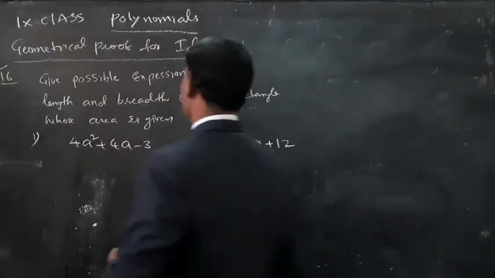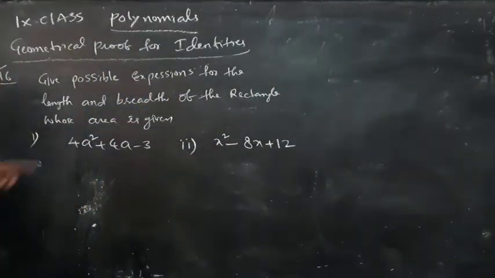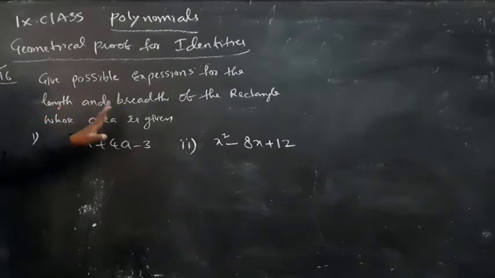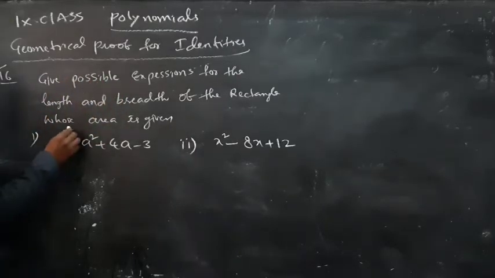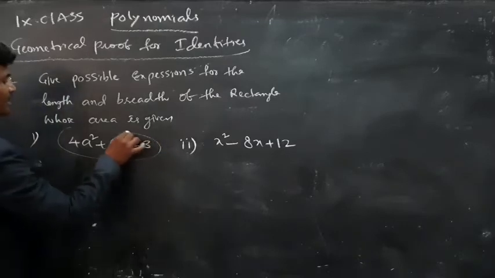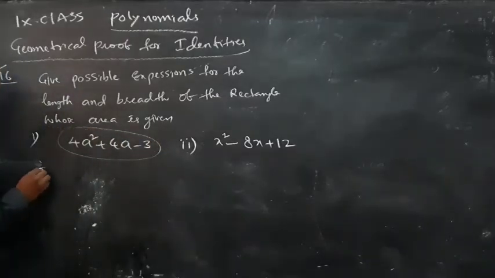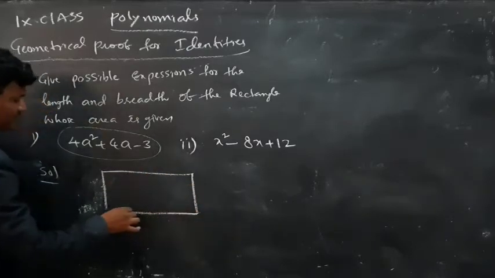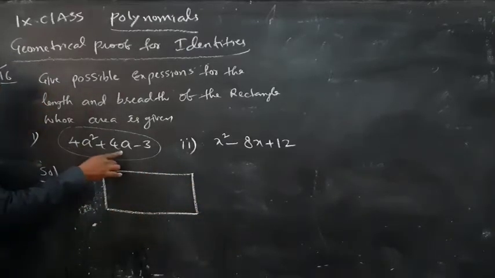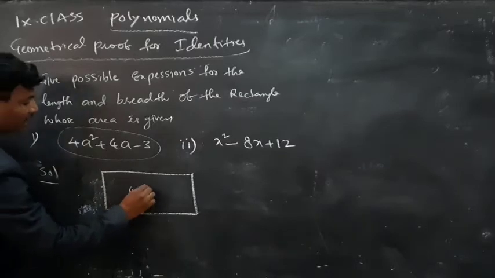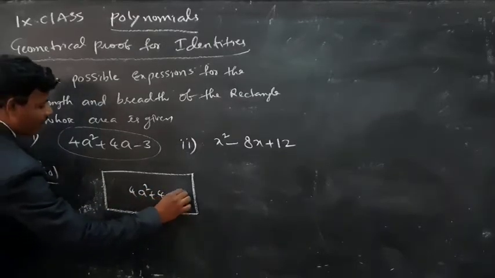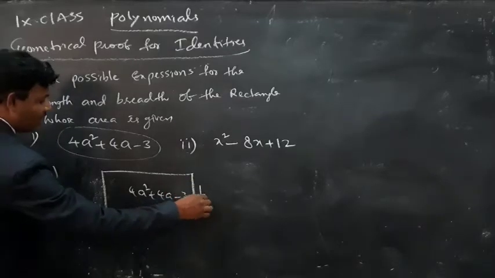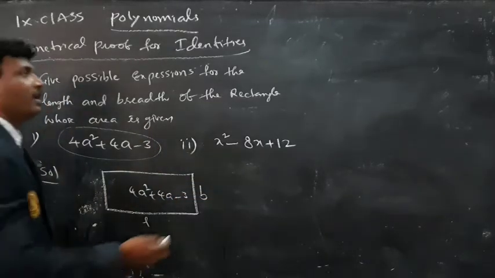Here is another question. Give possible expressions for the length and breadth of the rectangle. The question is 4a square plus 4a minus 3. Solution: you may take one rectangle. 4a square plus 4a minus 3 is the area of the rectangle. Let the length be l and the breadth be b. What is the formula to find the area of a rectangle?